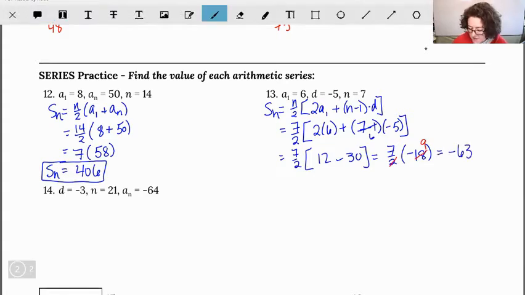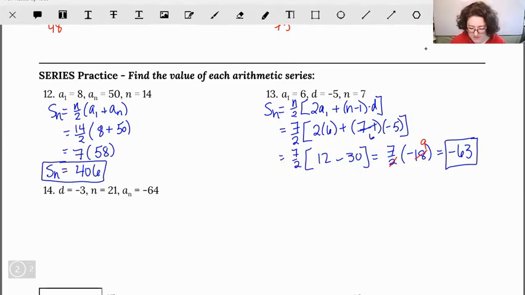Now you're thinking, well, how can the sum of all of my terms be negative? Well, keep in mind, your common difference is a negative 5. So that means starting from 6, you subtract a 5 from every term to get the next one. And so you're going to have a lot more negative values than you're going to have positive values. Hence, our sum is negative.